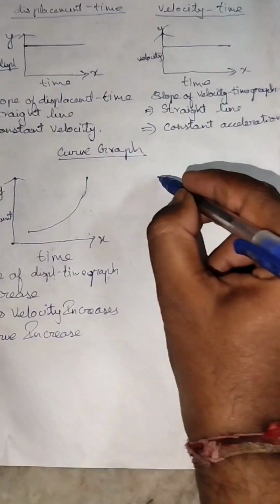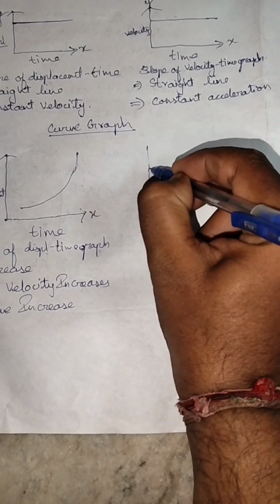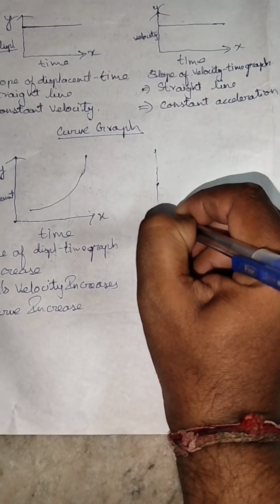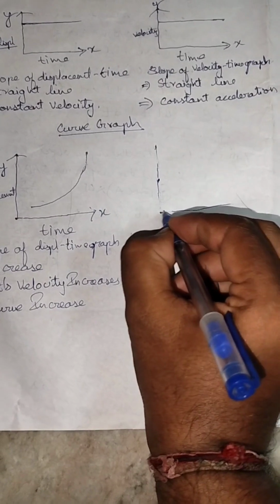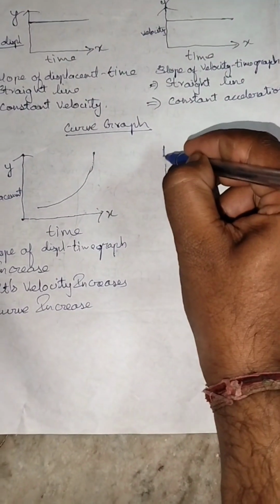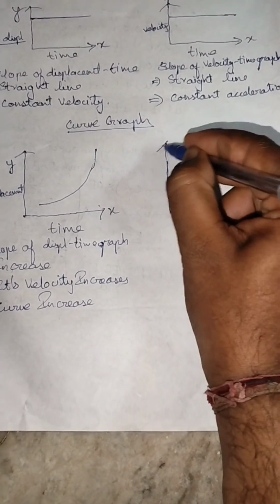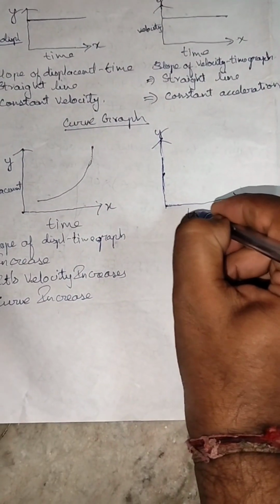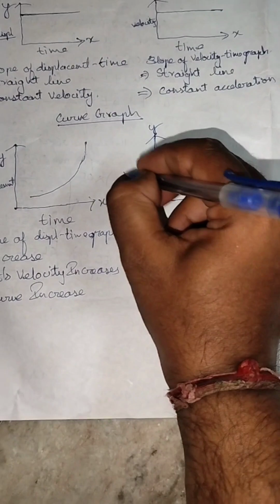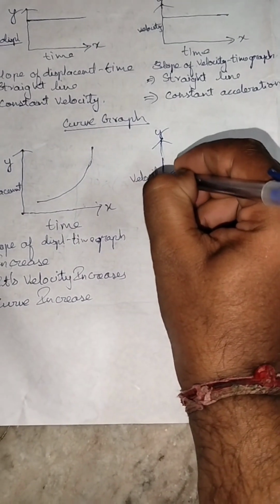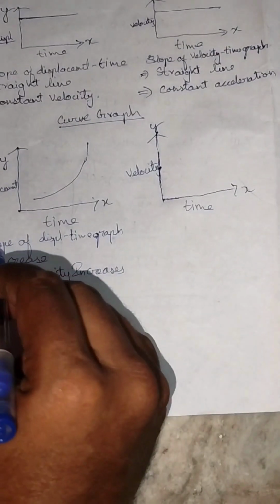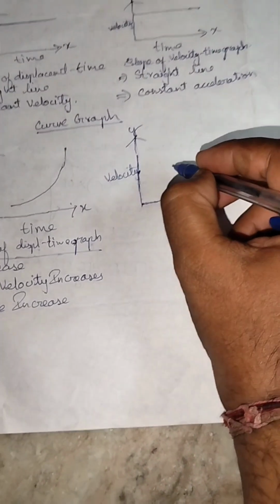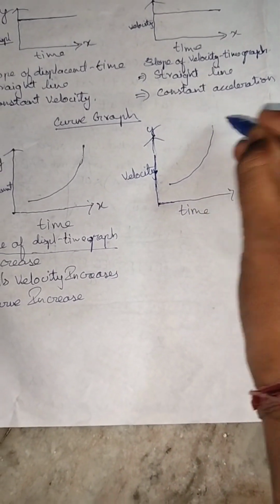Similarly, you can draw the graph for the next segment, that is the velocity time graph. In this velocity time graph, you have to represent the x and y axis. This is the time component and this is the velocity component. You can understand the velocity component if the graph increases, like in this style.